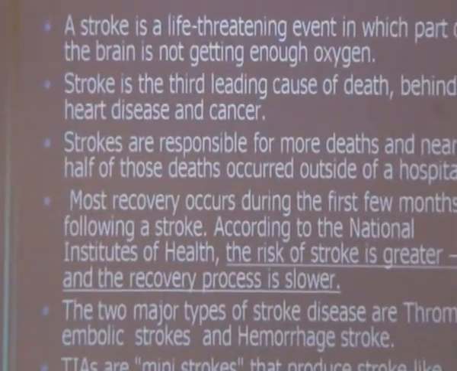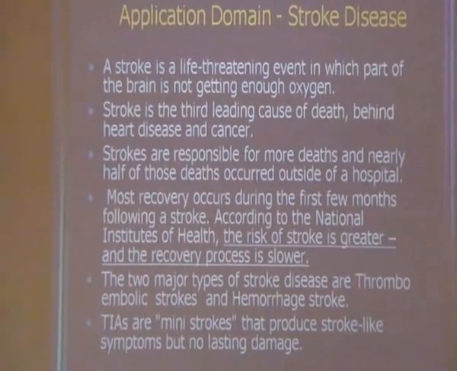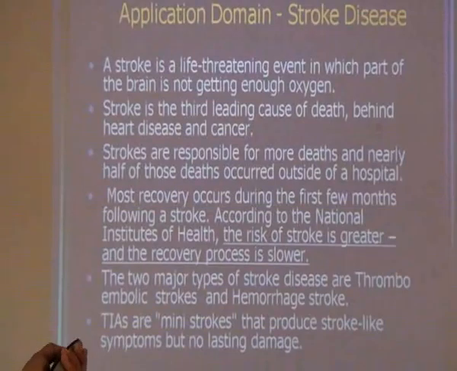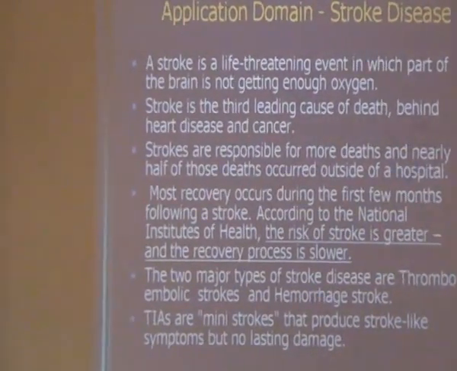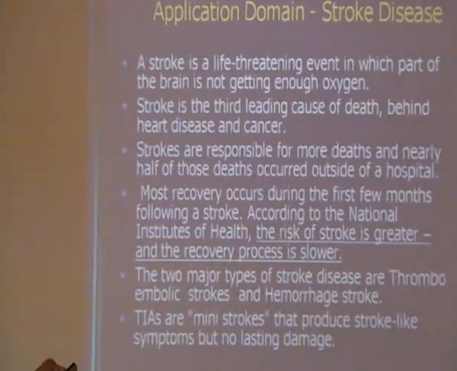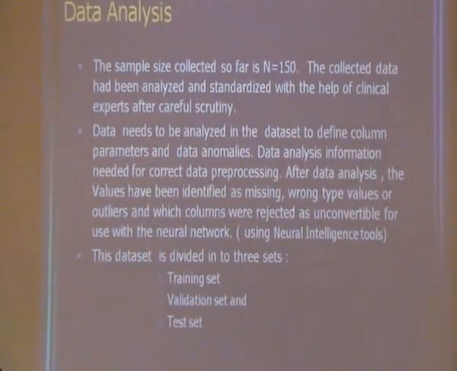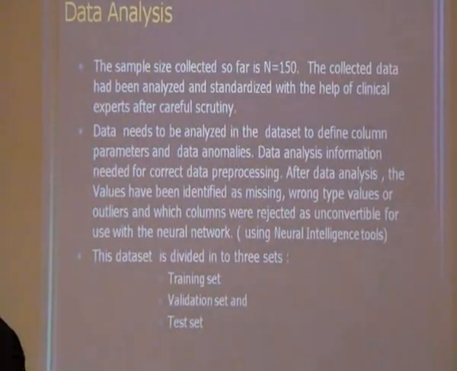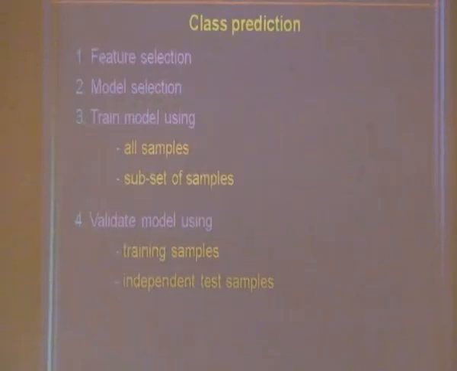I'll go directly to the applications. So this is one of the applications. It uses a neurogenetic algorithm. This is a prediction tool for stroke disease. Stroke is one of the life-threatening diseases, the risk of stroke is greater and the recovery process is low. 150 samples have been taken, and all the data sets are divided into 3: training set, validation set, and test set.